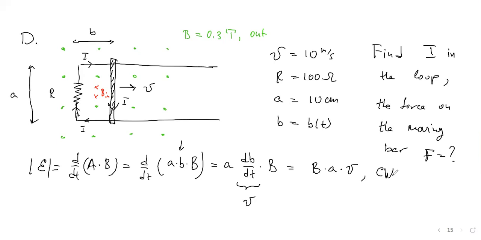Parameter A is 10 centimeters, magnetic field is 0.3 Tesla, the speed is 10 meters per second. So the magnitude of the induced EMF will be 0.3 Tesla times parameter A, 0.1 meter, times 10 meters per second. So I'm going to get 0.3 volt, clockwise.